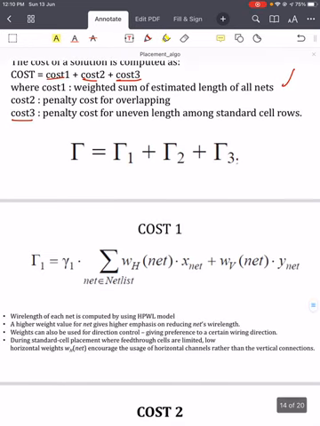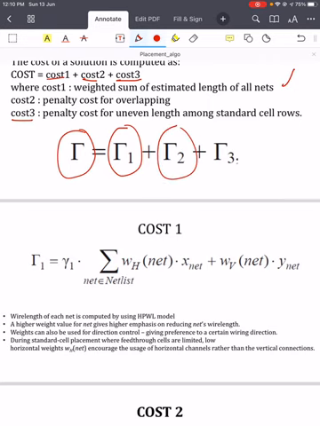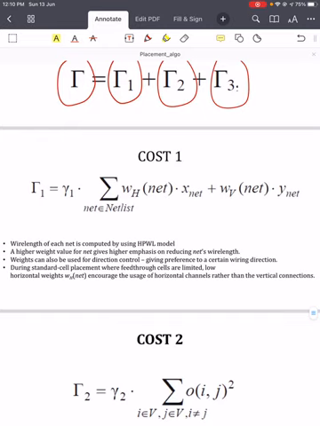Now what is cost 1? I'm introducing some mathematical notation. Gamma is gamma 1 plus gamma 2 plus gamma 3. First, gamma 1 is cost 1. Cost 1 is computed as the summation of each net's HPWL, where HPWL means the half perimeter wire length model. So the wire length of each net is computed using the HPWL model. I'm particularly talking about whatever is in the TimberWolf package.